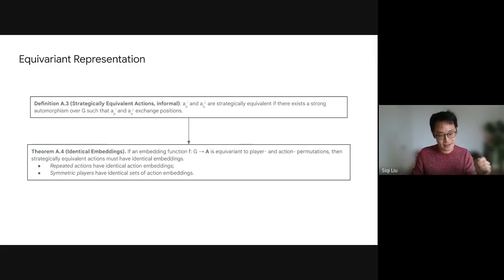And under this definition, if the embedding function is equivariant to player and action permutation, then we have some nice properties. For example, repeated actions are guaranteed to have identical action embeddings. And if you have symmetric players, they will by construction have identical sets of action embeddings. These are nice properties that we will also see in the experiments. And these just pop out from the equivariance property of normal form games.